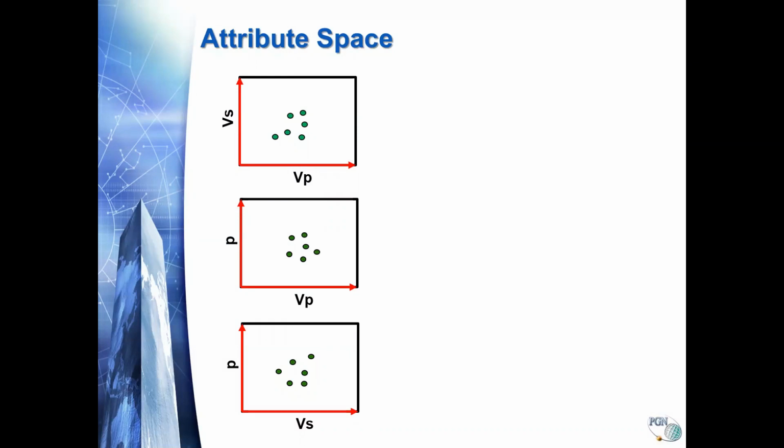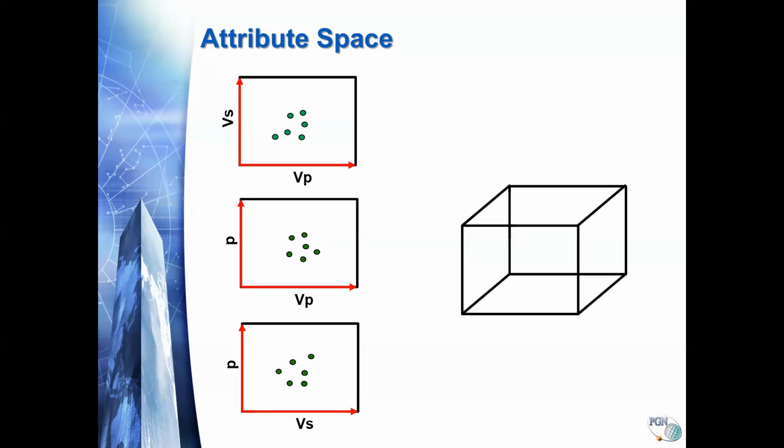So all these cross plots are basically attribute spaces of 2 dimensions. I name them attribute space because we can increase the dimension of this attribute space and make a 3-dimensional space. So on one axis we have Vp, on the other axis we have Vs, and on the third axis we have density. And if I plot the data, it would be plotted in this 3D cube.